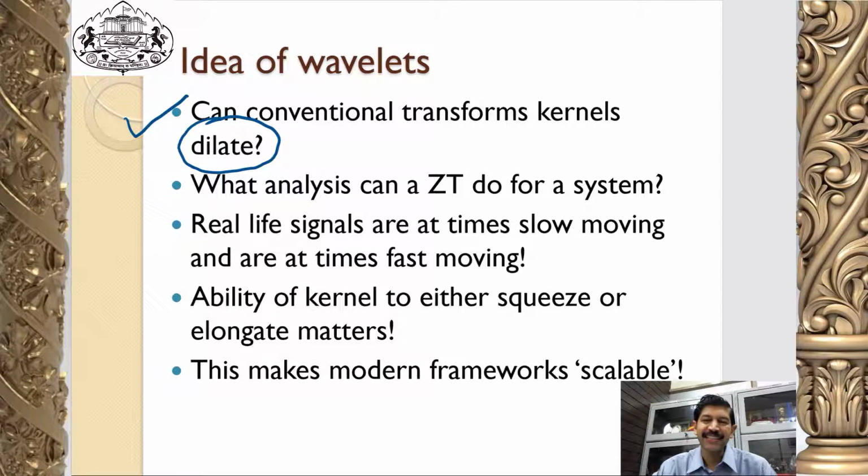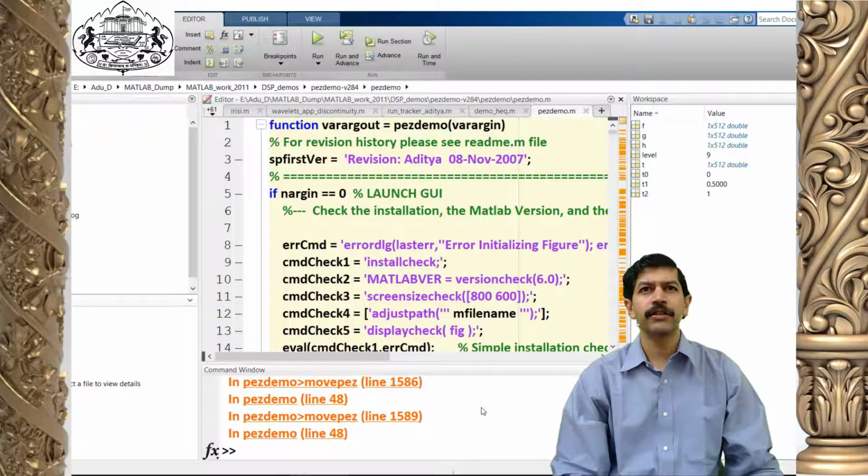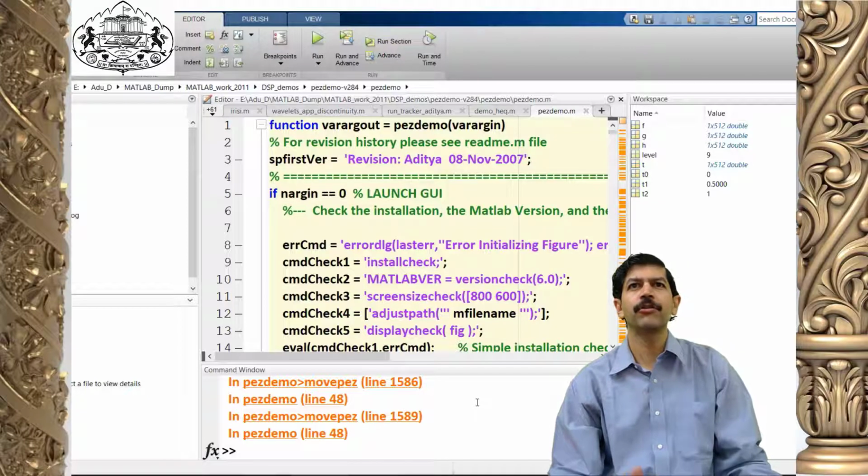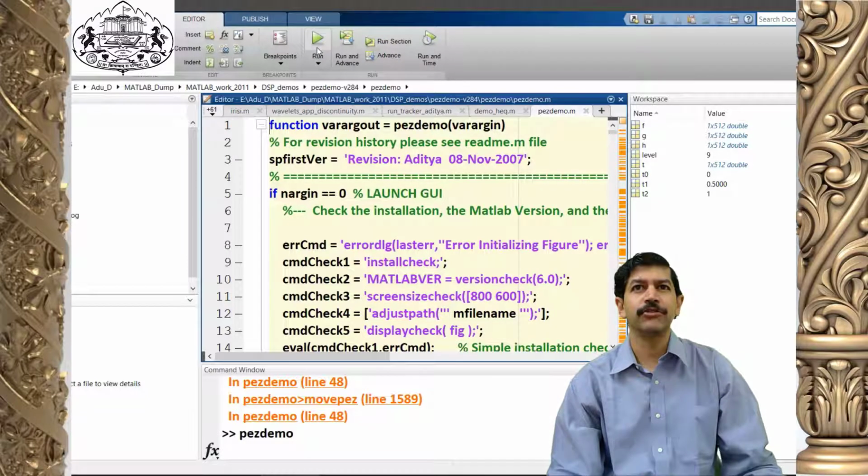Then what kind of analysis can a typical conventional transform, let's say the Z transform, do? It is a very useful, very popular transform in the discrete or digital domain. If we pose this question, what analysis can a Z transform do to a system? Let's look at a quick demonstration of what information the Z kernel can provide about the system. This particular demo gives an insight into the capabilities of the Z transform and positioning of poles and zeros. This is modified from Lorentz, and I had modified this long back in 2007.